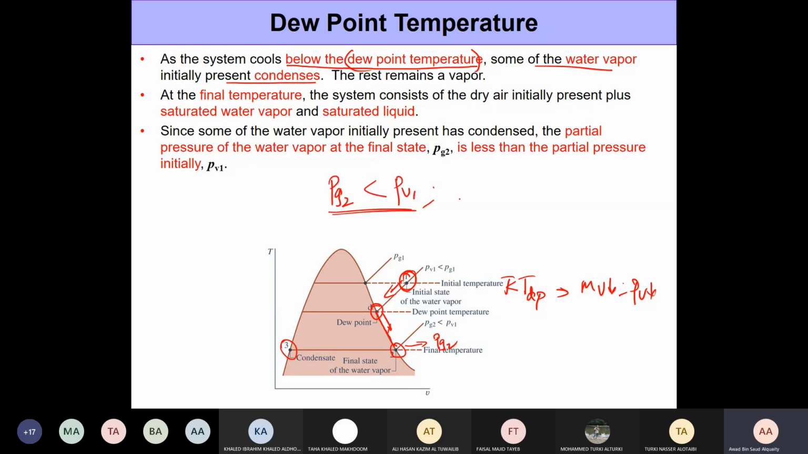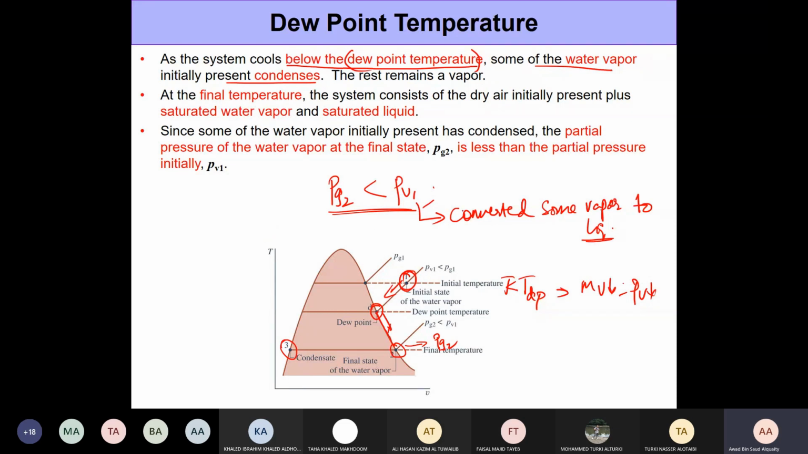And the simple reason why it is less is because we have been able to convert some vapor to liquid, since cooling at below the dew point temperature has converted some vapor to liquid. Okay, so it is not a vapor anymore, and we're looking at gas-vapor mixtures, so it does not come into the calculation anymore. Okay, so that's the whole point that we're talking about here.